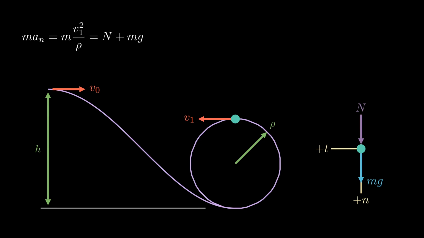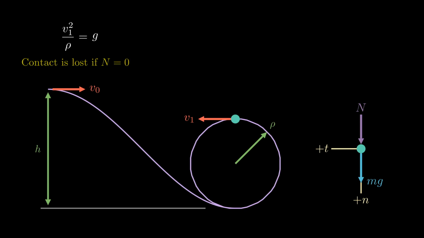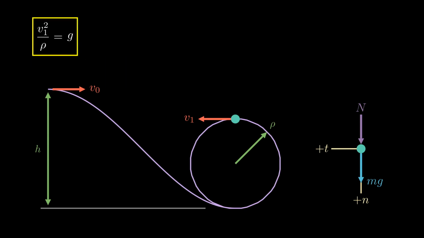Let's draw a free body diagram and sum the forces in the normal direction. In dynamics questions, whenever the question states that contact is barely lost or on the verge of being lost, that means that the normal force is equal to 0. So, we set n equal to 0 and cancel out the mass term. That gives us this expression, which tells us the velocity at point 1, which is needed to have the passengers on the verge of losing contact with their seats.